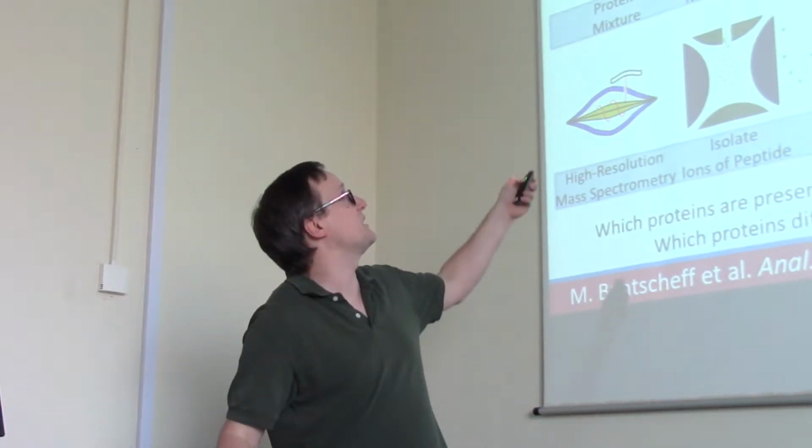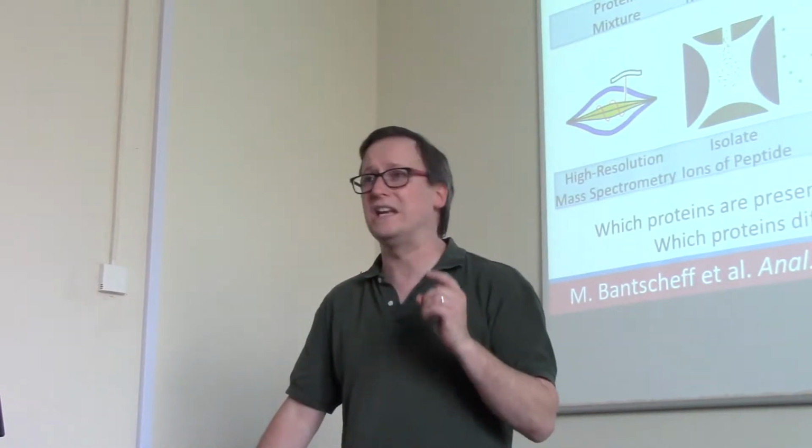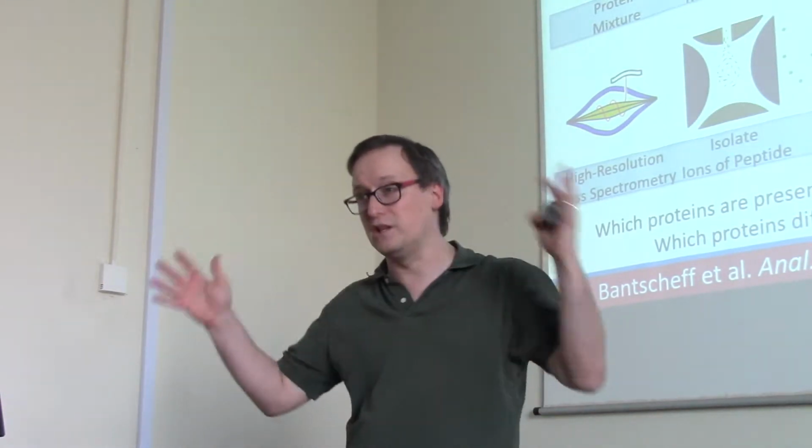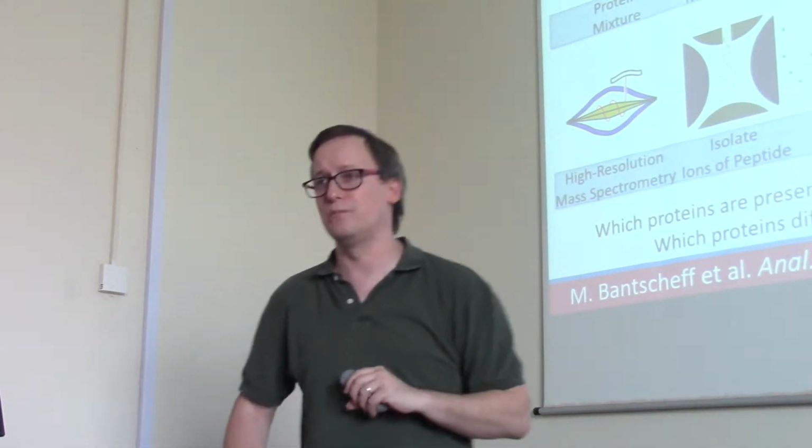So having started with a mixture of 10,000 proteins, we've digested them up, and now we've got 100,000 peptides. Well, what a mess is that? One of the things that we're going to have to do to deal with this absurd level of complexity is to fractionate that peptide mixture.